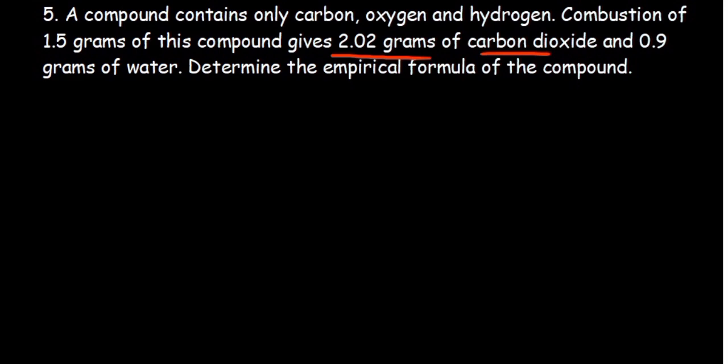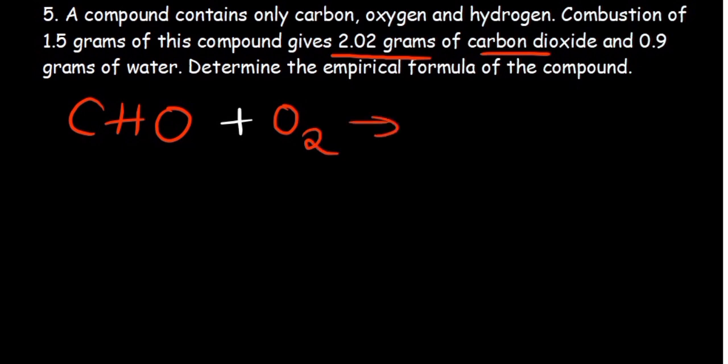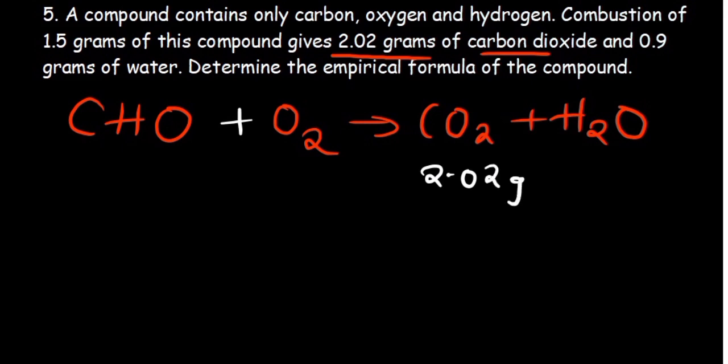Combustion analysis basically involves burning a compound of known composition. We do know that it is made up of carbon, hydrogen and oxygen, but we don't know the empirical formula, or the ratio in which they are. So this is burnt or combusted in excess oxygen to give us carbon dioxide and water. This is what we call combustion analysis. We've been given the mass of carbon dioxide and also the mass of water.